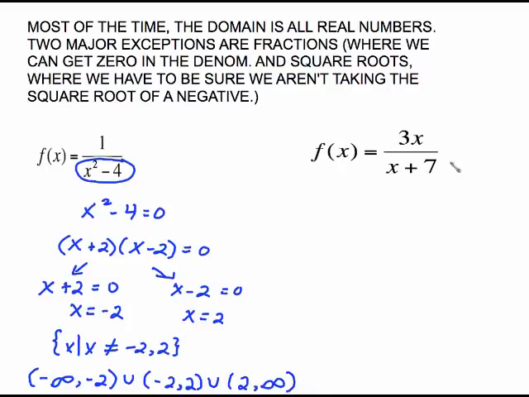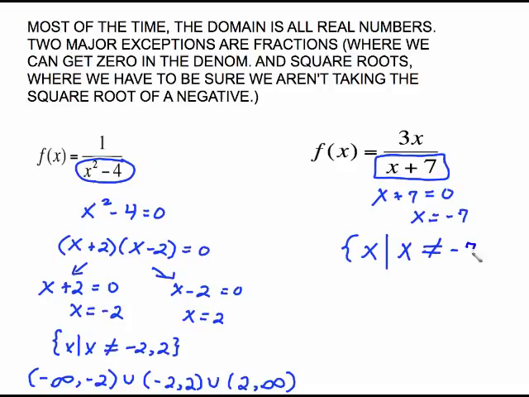Sometimes they're a little bit easier to do. This denominator, there's not much to it. If I set that equal to 0, x plus 7 equals 0, just subtract 7 from both sides and I get x equals negative 7. In set builder notation, it is all x such that x does not equal negative 7. Interval notation would be from negative infinity to negative 7 with the curved parenthesis, union negative 7 to infinity.